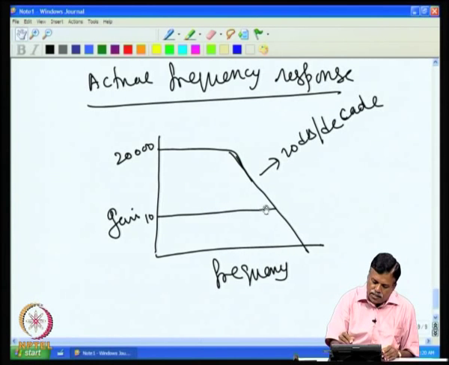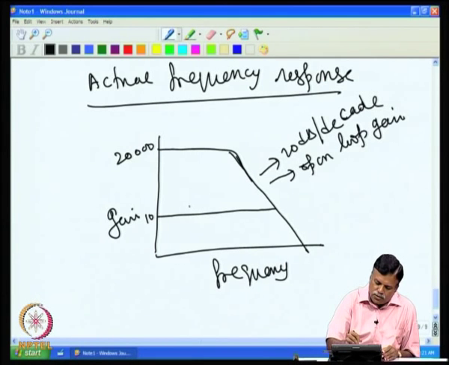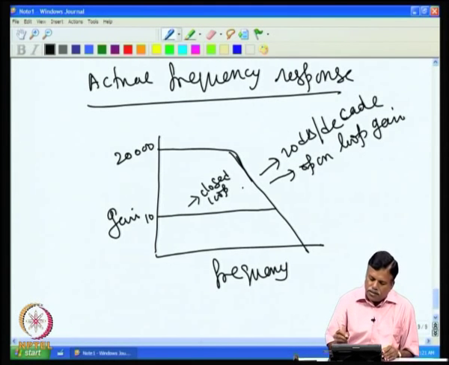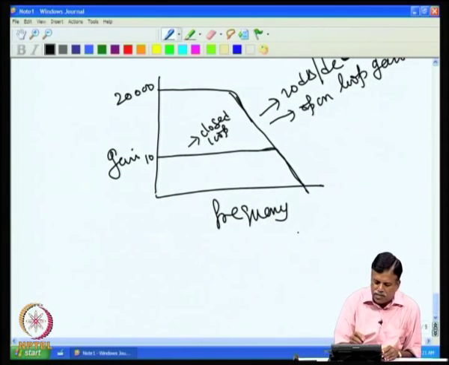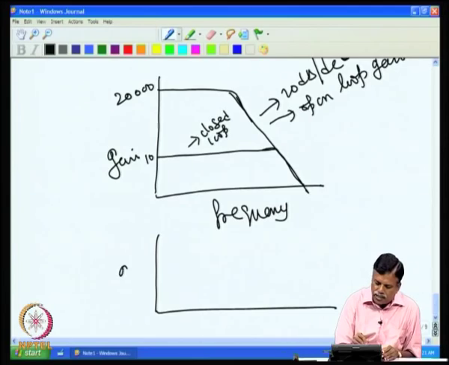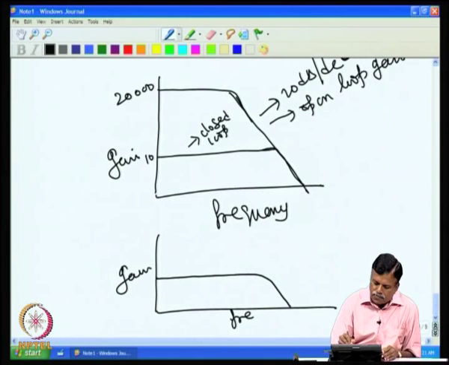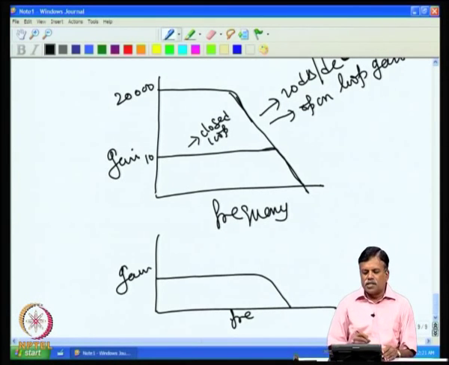As you increase the frequency, at one point of time it meets the open loop gain frequency response. This is the open loop gain and this is the closed loop gain. It meets at one point and thereon it follows the open loop gain. So the new amplifier's bandwidth is like this, if you plot gain versus frequency. That is the amplifier's bandwidth, this is the DC gain of 10.